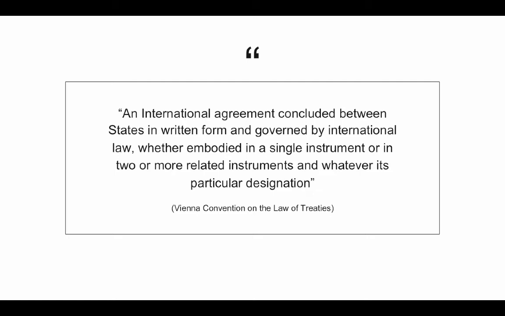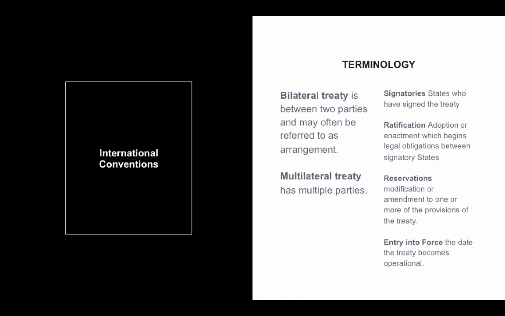There are different kinds of treaties. These include bilateral treaties, which are between two parties and can also be referred to as an arrangement. Multilateral treaties have multiple parties. The difference between multilateral and bilateral treaties is in the legal implications.